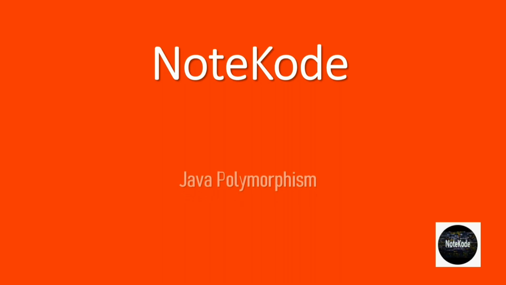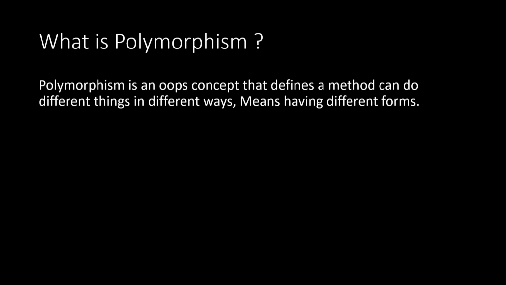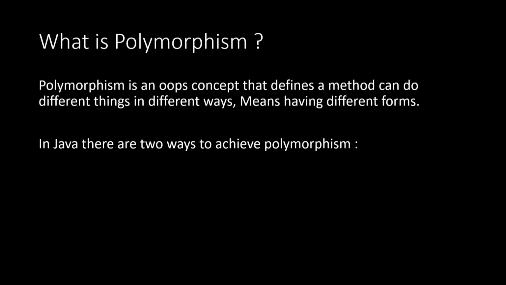Today we will be discussing the concept of Java polymorphism along with a Java coding example. What is polymorphism? Polymorphism is an OOPS concept that defines a method can do different things in different ways, meaning having different forms. In Java, there are two ways to achieve polymorphism. First, method overloading. Second, method overriding.